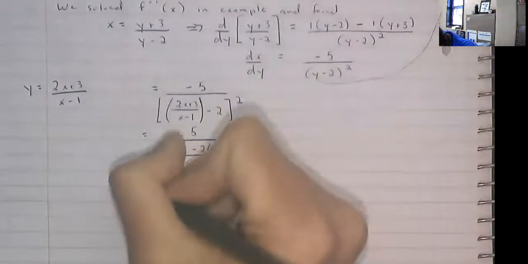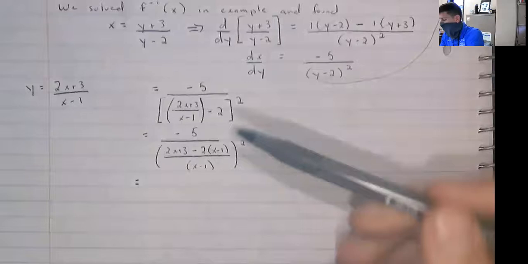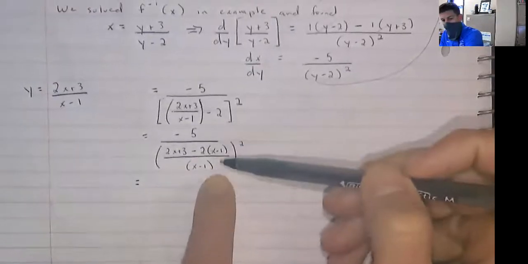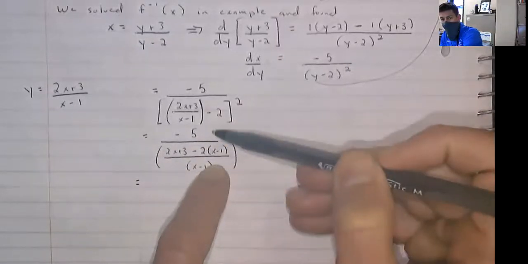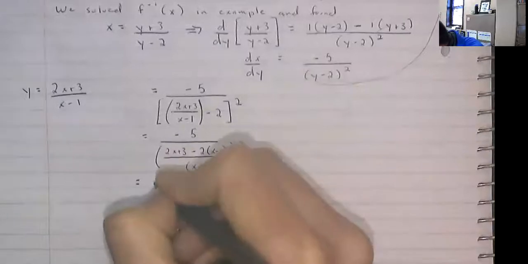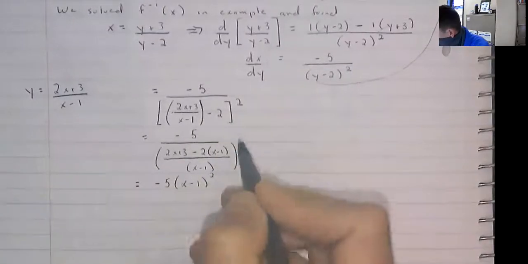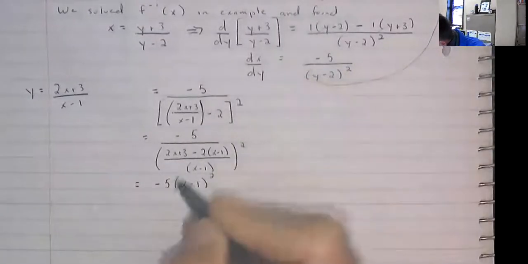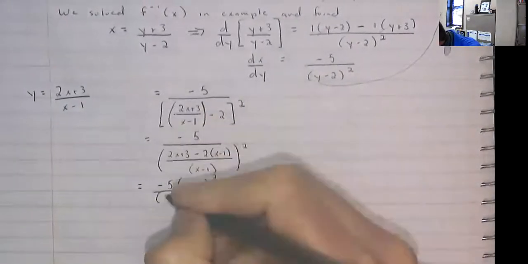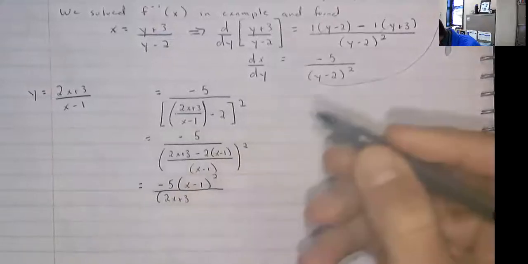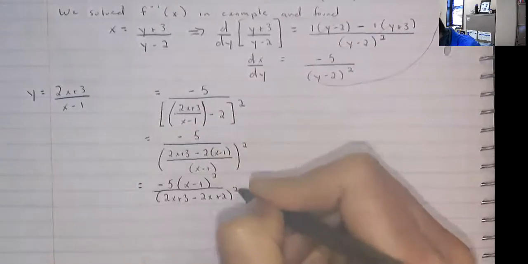So now this turns into, we're going to square top and bottom. And then because we don't really like these triple fraction deals, I'm going to flip this denominator into this numerator. So this is going to become negative 5 times x minus 1 squared. So I squared both of these things, and then flipped that up. And then we need to still square 2x plus 3 minus 2x plus 2, squared.